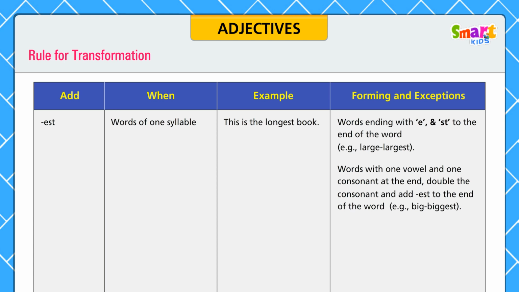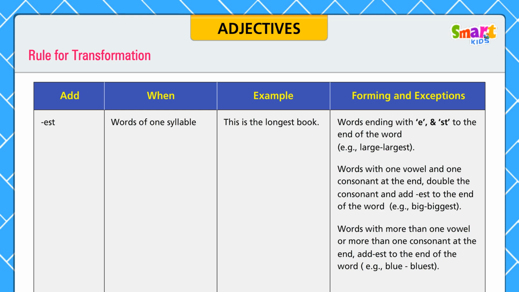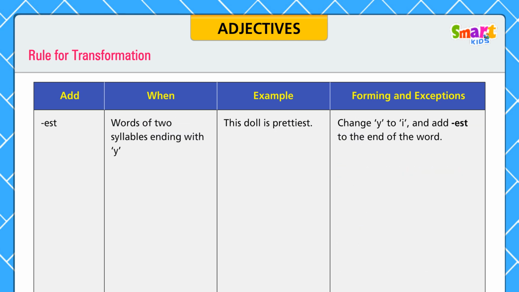For example, big, biggest. Words with more than one vowel or more than one consonant at the end add est to the end of the word. For example, blue, bluest. est. Words of two syllables ending with y. This doll is the prettiest. Change y to i and add est to the end of the word.